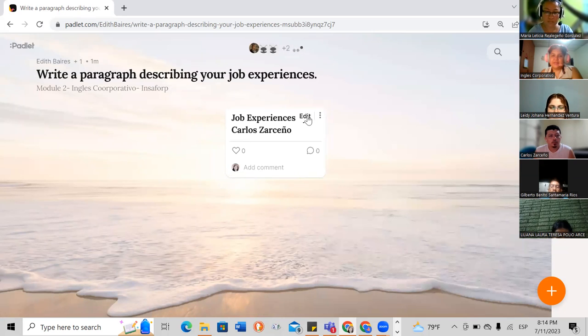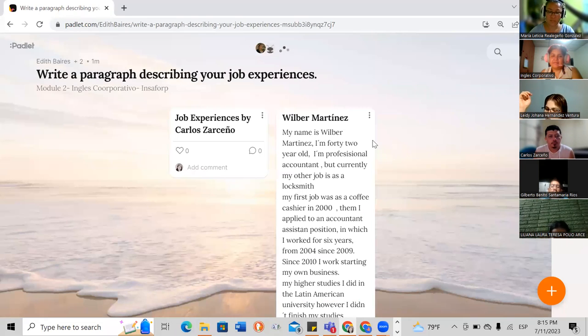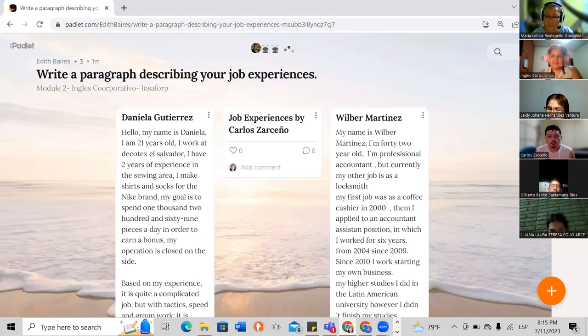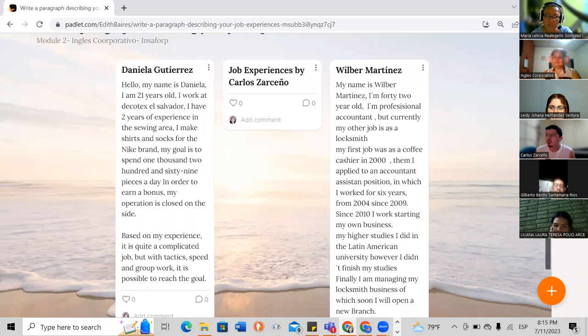Carlos, if you want to edit this post, go here, just edit, and then you can paste. Okay, only my name. Only my name. Your complete paragraph. You see, Wilber Martinez already pasted his paragraph here. Okay, Daniela, thank you. Pero, espérame. ¿Cuál es la dirección de aquí?